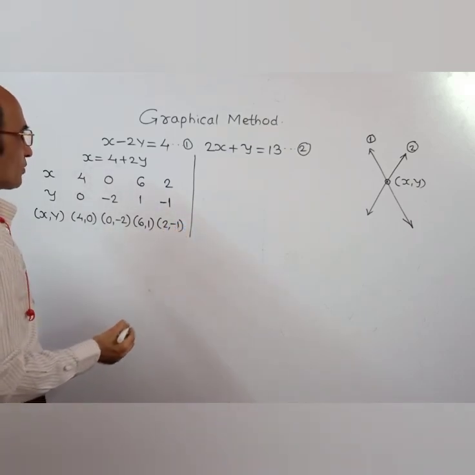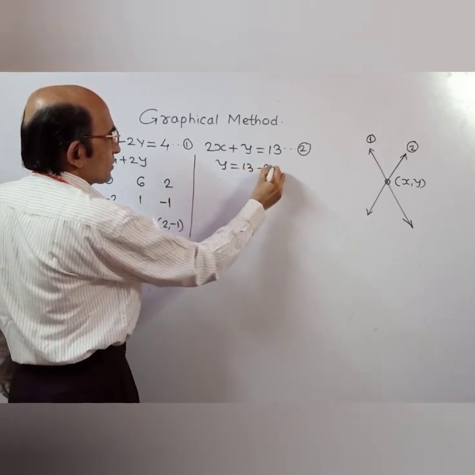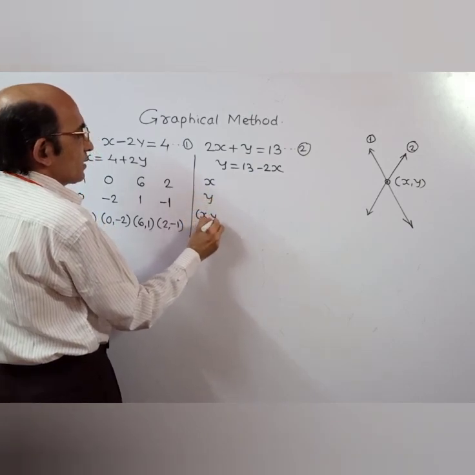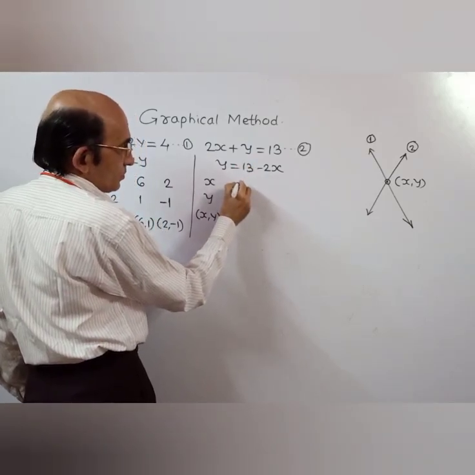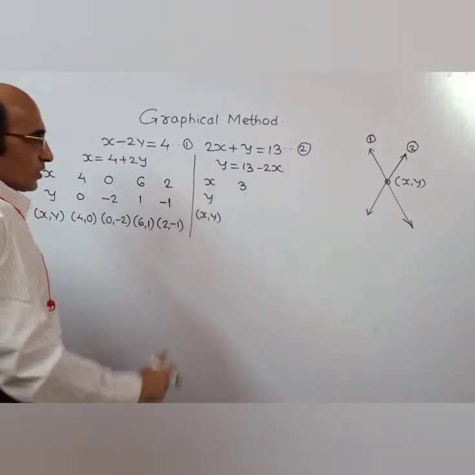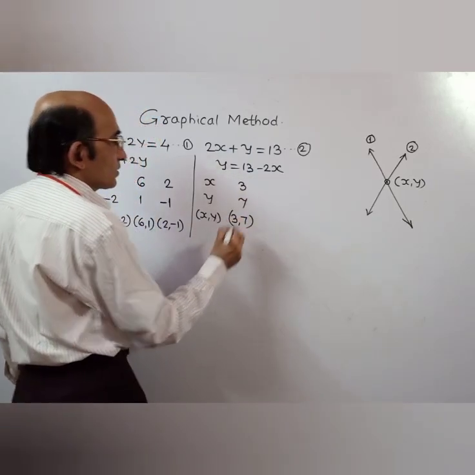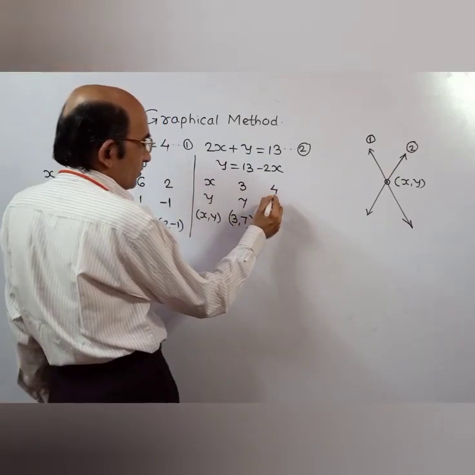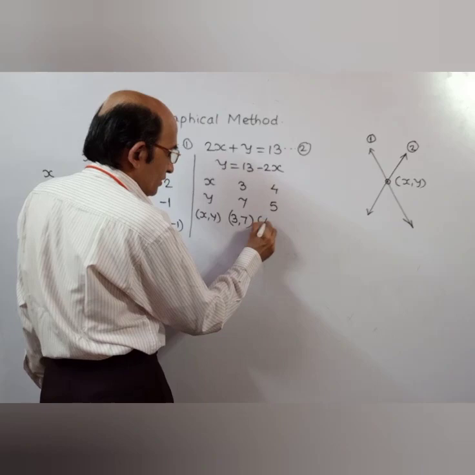Similarly, we can take 4 points on the other line. Here we write y equal to 13 minus 2x. So again, x, y and xy. Suppose x is equal to 3. 3 into 2, 6. 13 minus 6, 7. So 3, 7. Then x is equal to 4. 2 into 4, 8. 13 minus 8, 5. So the second point is 4, 5.